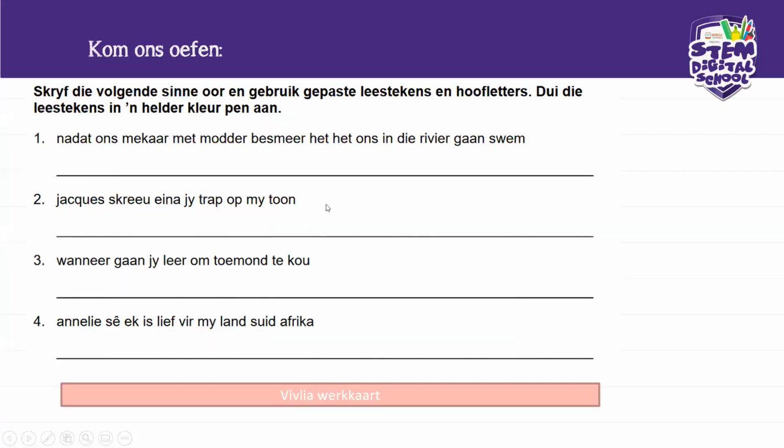Okay, guys, let's go on. Now, I've gotten these sentences from a book, and it is from a younger grades book, if I don't mistake it, but it's very good examples for us to actually go and have a look at and see what we can do. So the first sentence there is, nadat ons mekaar met modder besmeer het ons in die rivier gaan swem. This sentence has got quite a lot of work. Now, I usually tell the kids, this is a very sick sentence. You must take it to the hospital and fix it with punctuation and capital letters.